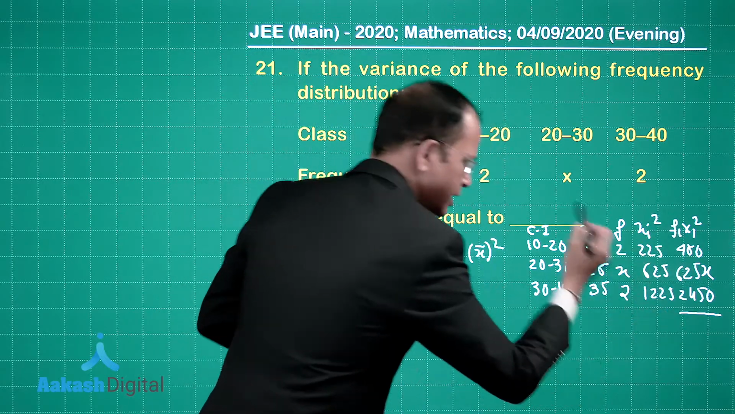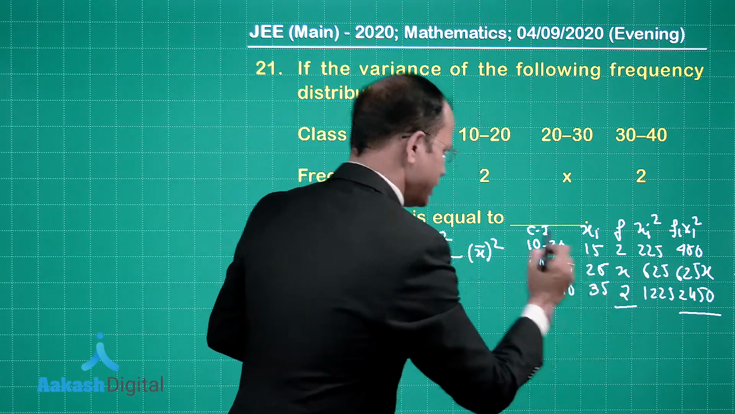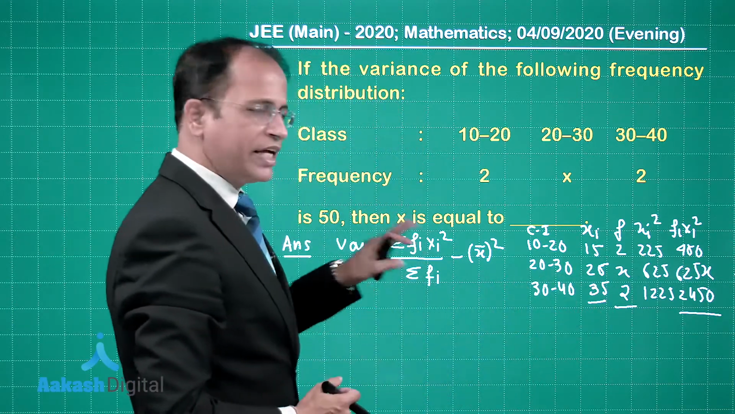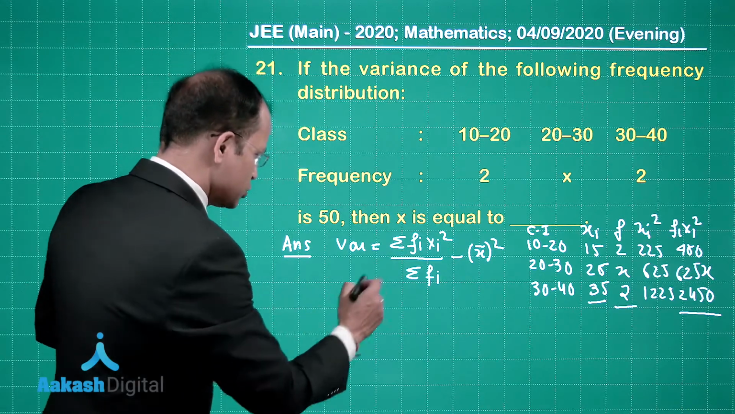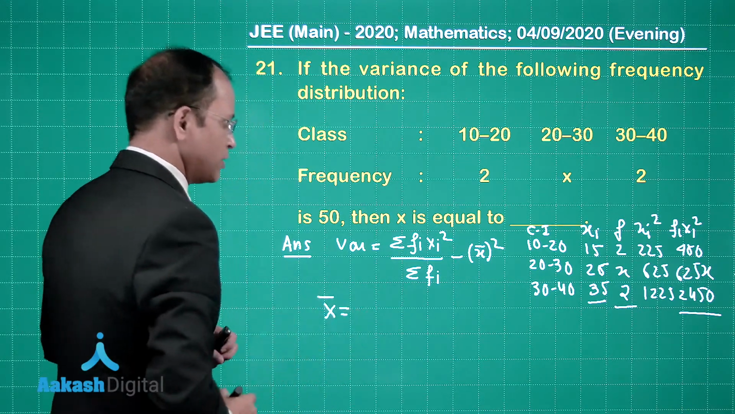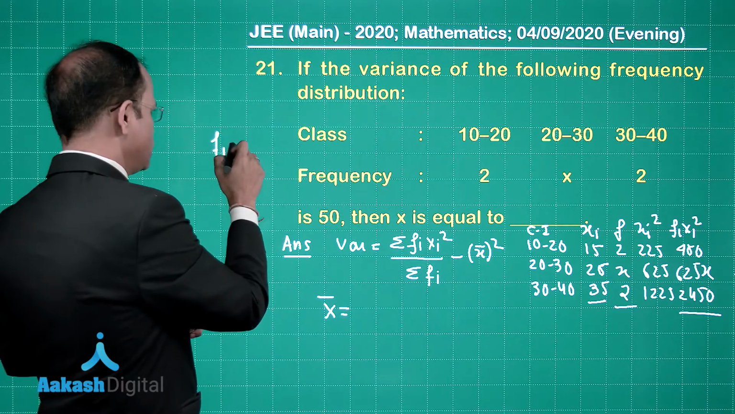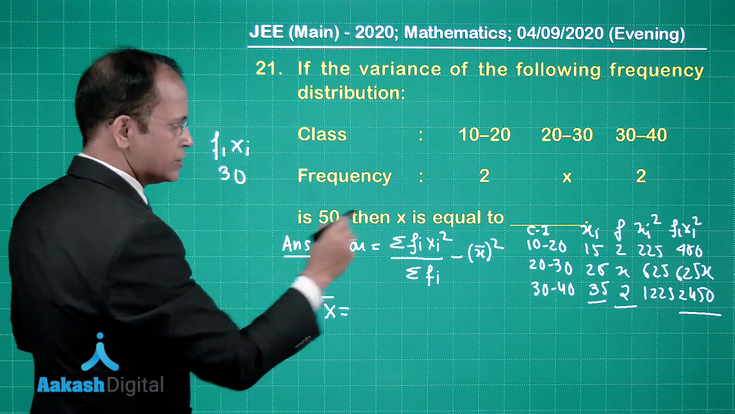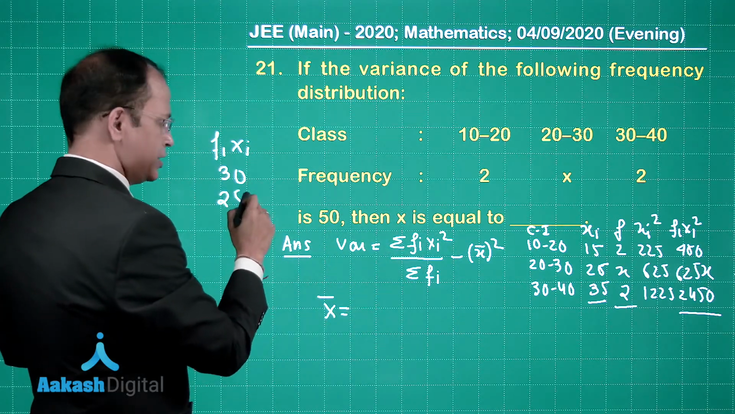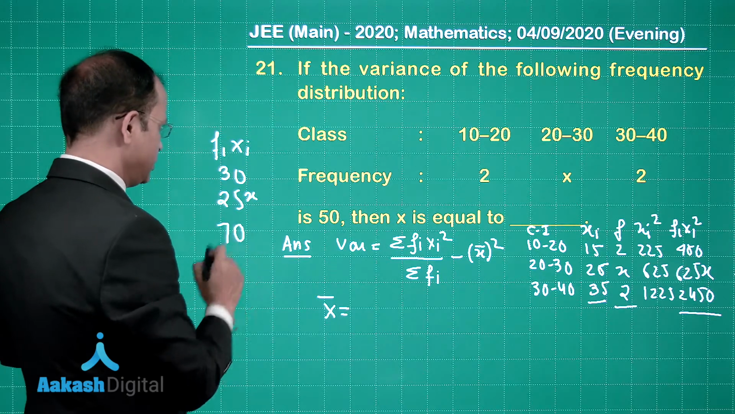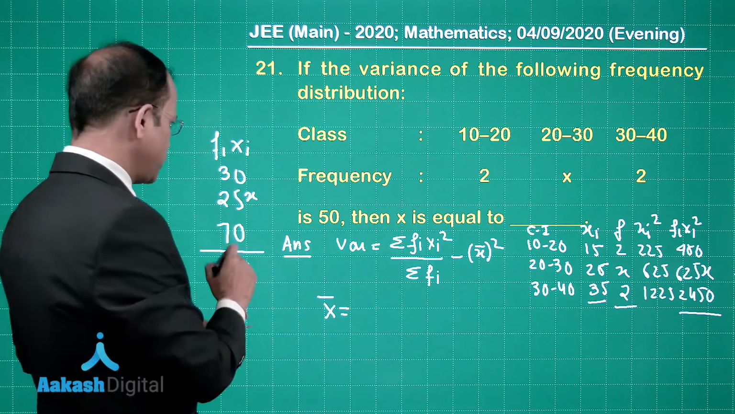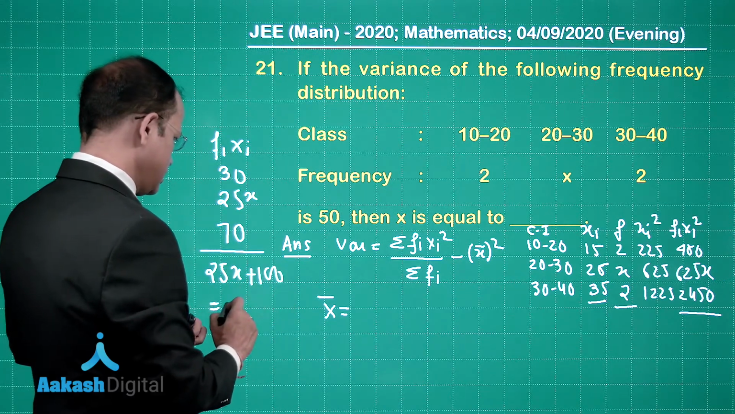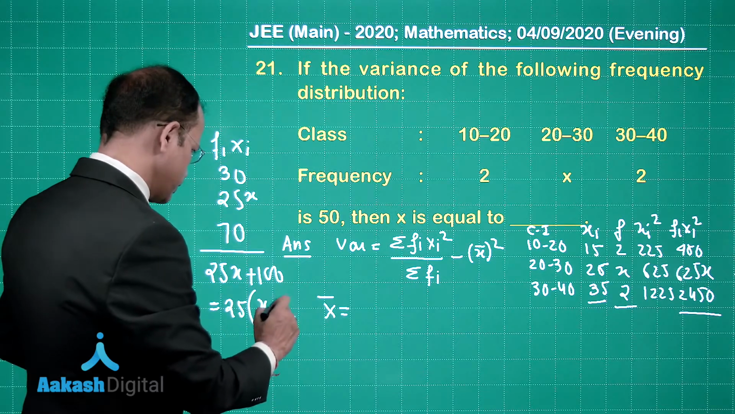So we need this addition, and also we need sigma fi, right? And also we need this part, because we have to find fi xi also. That is also very important. So first of all, let's find the mean also. So maybe we have fi into xi. If I talk about fi into xi, what we have is 30, right? We have 25x, right? And we have 70. So we can add it up. This is coming out to be how much? We have 25x plus 100, right? Or we can write it as 25 can be taken common, so we have x plus 4, right?